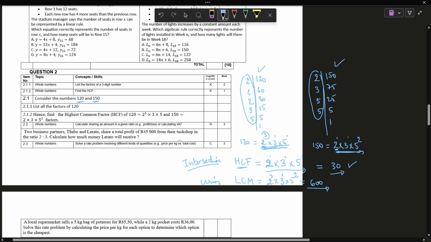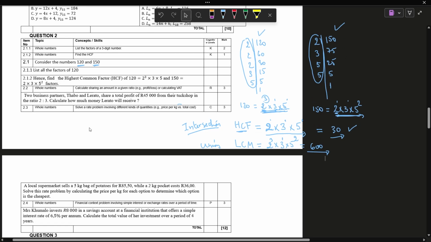And I think that's all for this question. That's all for 2.1, right? Now let's go to question number 2. Question number 2.2. Okay, now we can move to this question, 2.2, yes.